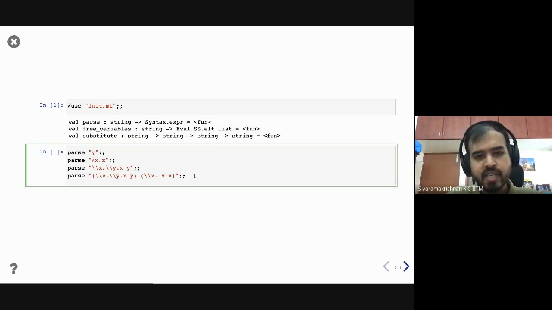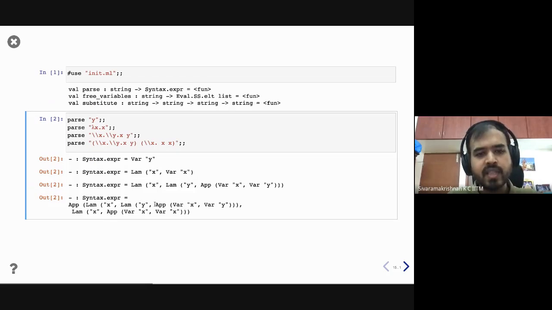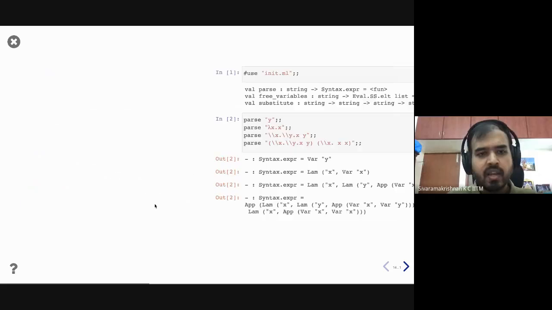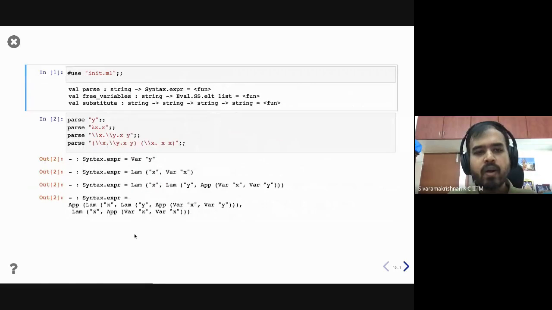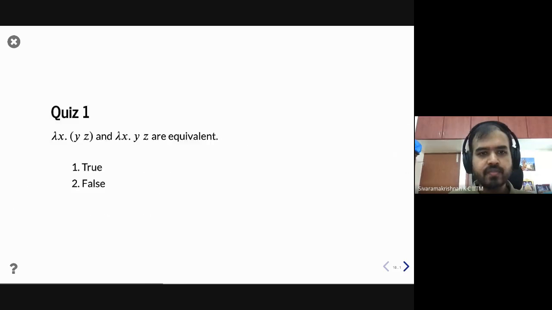Okay, when you parse these expressions, you just get the same terms as before, right? I'm not going to explain it. This is just the same term as before. So this will help you parse the expressions. So that's the first one.